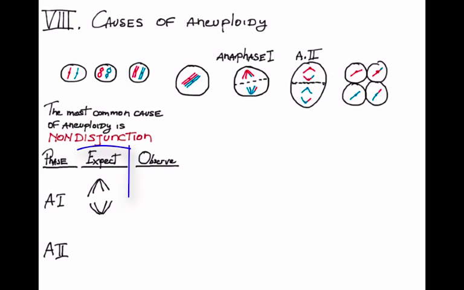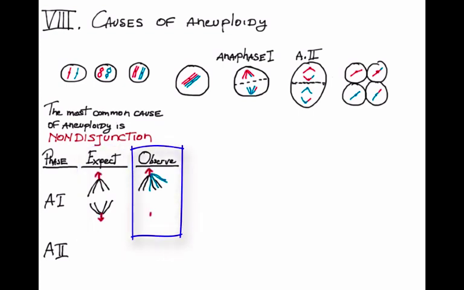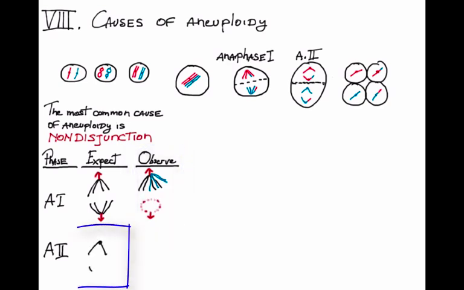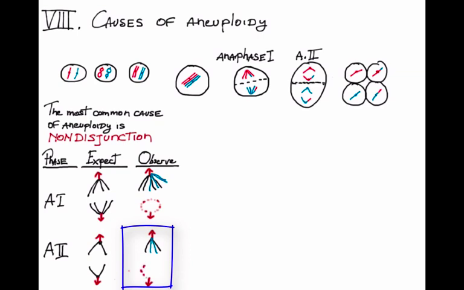At anaphase 1, we expect to see 2 replicated chromosomes move apart from each other. Instead, during nondisjunction, they somewhat stick together and go to the same pole. At anaphase 2, A2, we expect to see the 2 chromatids of a chromosome separate and go to opposite poles, but instead, they stick together and wind up in a single daughter cell.